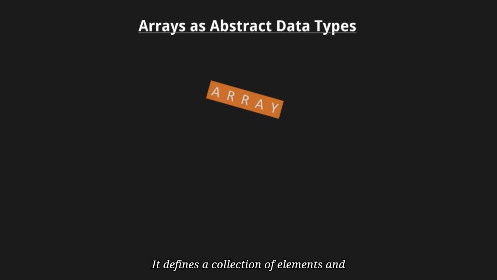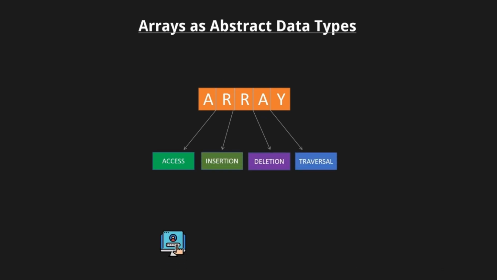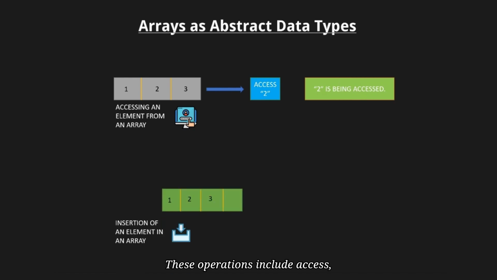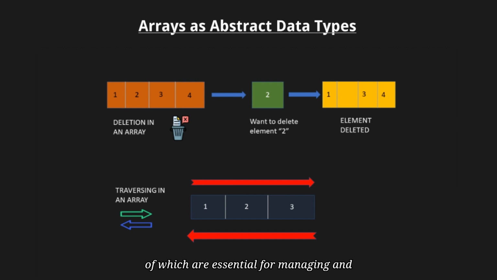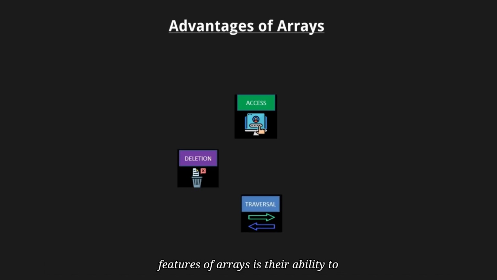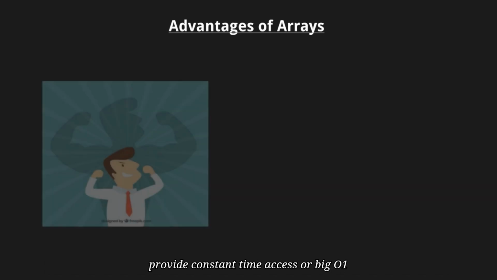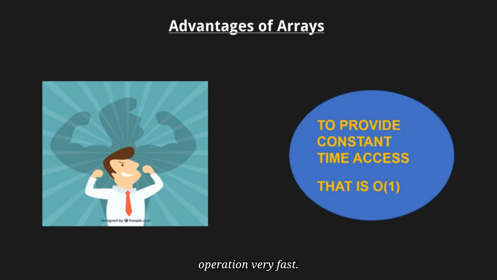An array is a practical example of an abstract data type. It defines a collection of elements and supports several fundamental operations. These operations include access, insertion, deletion, and traversal, all of which are essential for managing and working with arrays effectively. Among these, one of the most powerful features of arrays is their ability to provide constant time access, or big O1, to elements using an index, making this operation very fast.